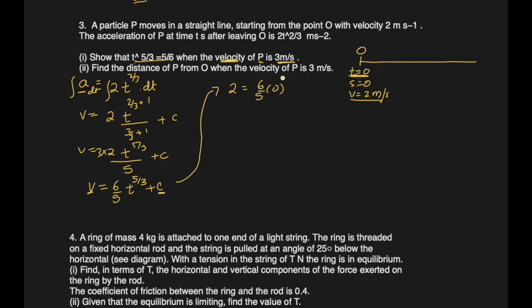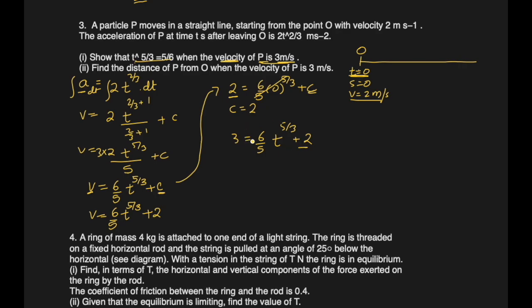So 0 to the power 5/3 plus C. 0 to the power anything but 0 is 0, so this whole thing is 0. So C is 2, and my final equation, let me write here now: V equal to 6/5 t to the power 5/3 plus 2. So this is the equation, and I will use this information now. V of P is equal to 3.